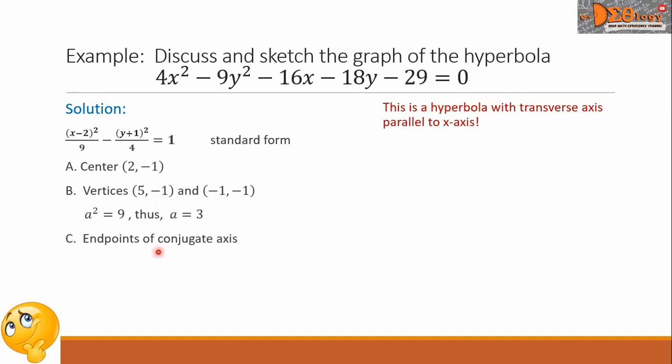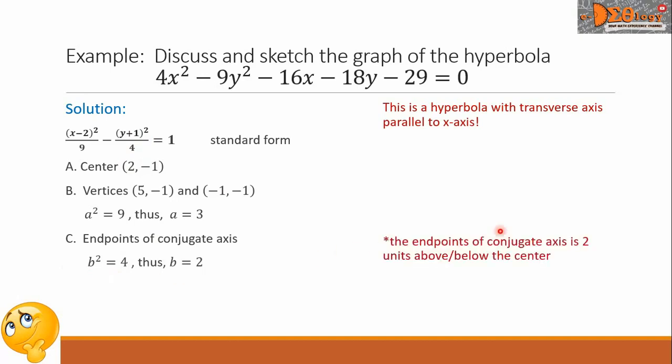Let's find the endpoints of the conjugate axis. We take b squared, that is the denominator of the y variable. This is equal to 4. Getting the square root, the value of b equals 2. It means the endpoints of the conjugate axis are 2 units above or below the center. So the coordinates of the endpoints are (2, 1) and (2, -3).